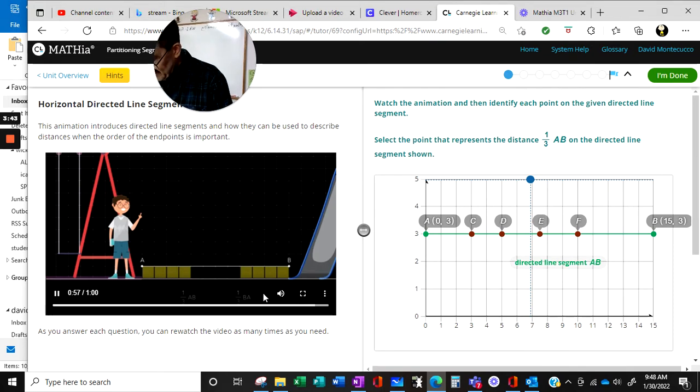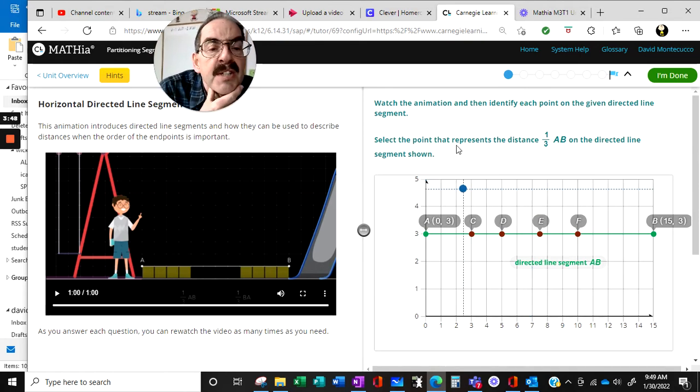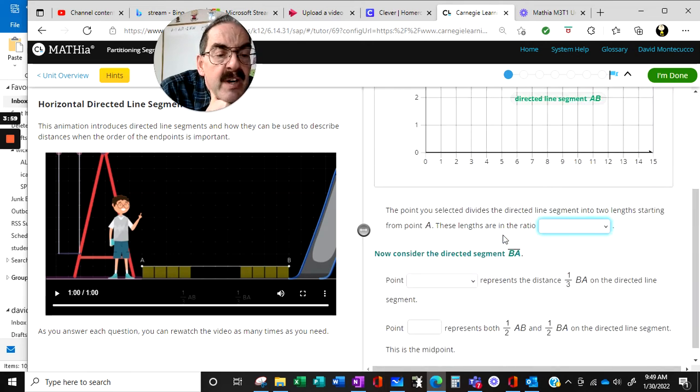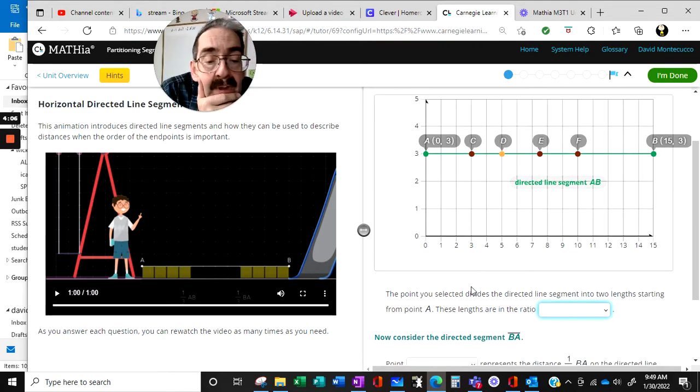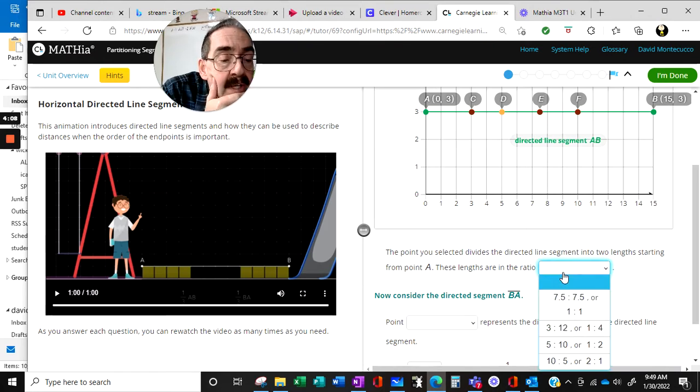Okay, so now we've got to figure this out, partitioning. Watch the animation. Select the point that represents 1/3 AB. So we need the 5, right? So 1/3 would be 5 units. So let's click here. Cool. So that represented 1/3 from A. All right? The length of the ratio is 5, 10. See how we went 5, 10, 15?